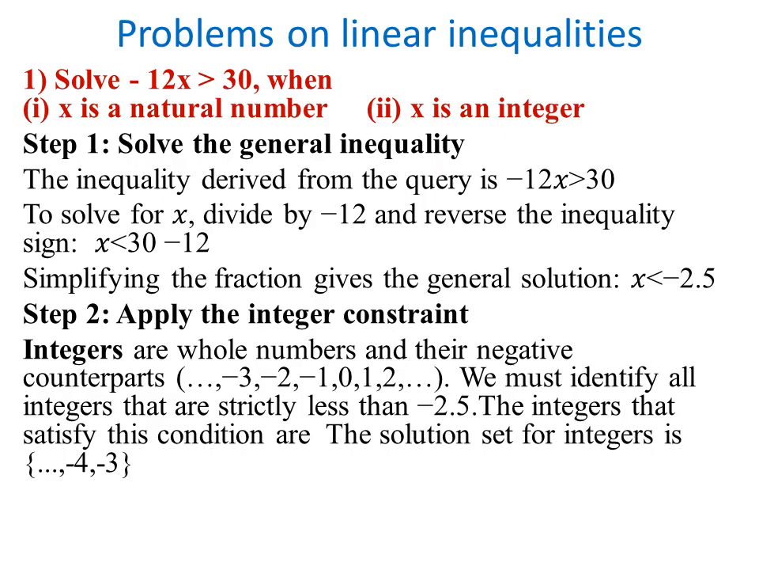In the second step, we apply the integer constraint. The integers are the whole numbers and their negative counterparts, that is minus 3, minus 2, minus 1, 0, 1, 2. We must identify all the integers that are strictly less than minus 2.5. That means the integers that satisfy this condition, the solution set of integers, are minus 4, minus 3.